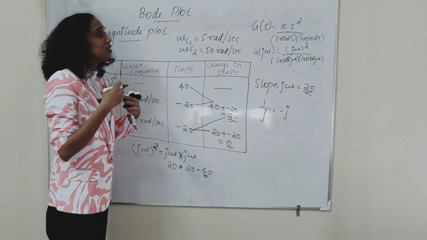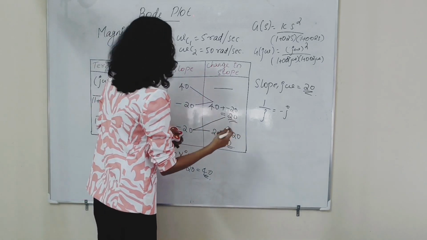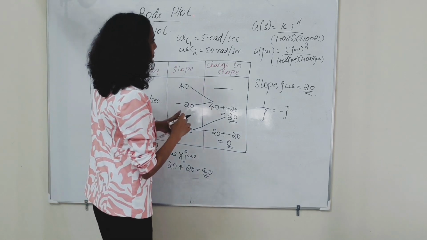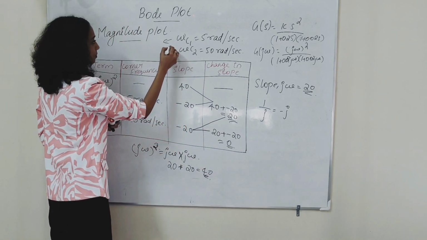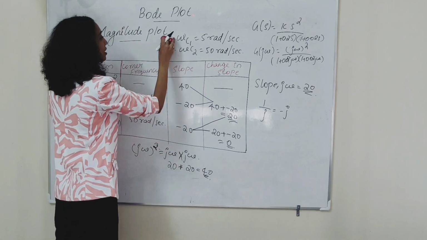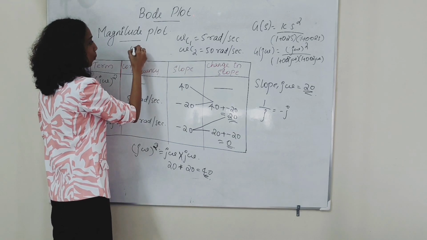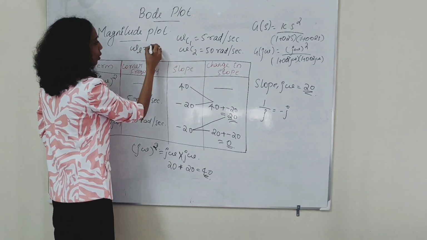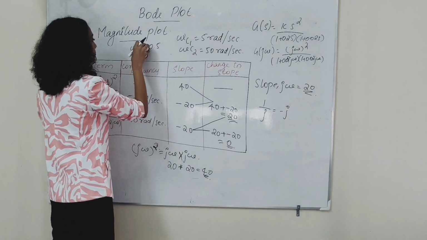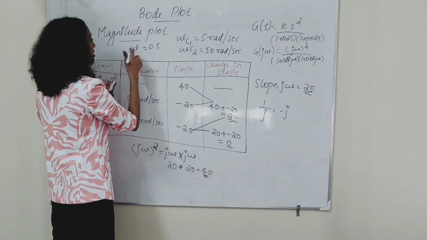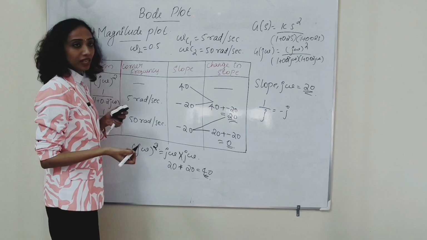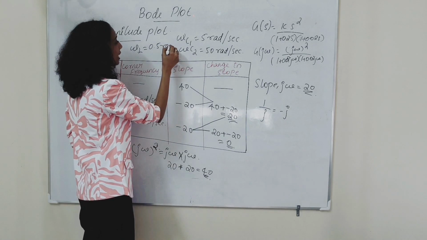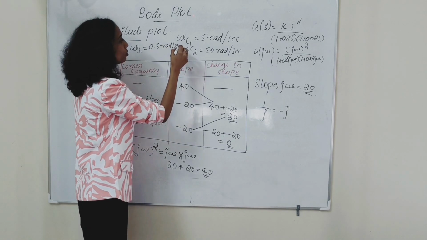I choose the first lower value as omega L. The lowest corner frequency is 5, so I choose it as 0.5 radians per second.